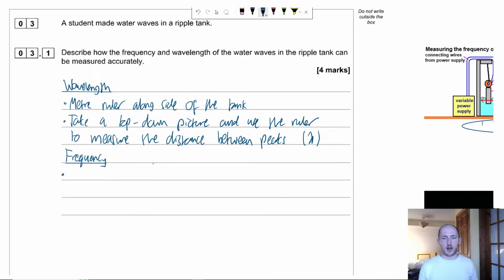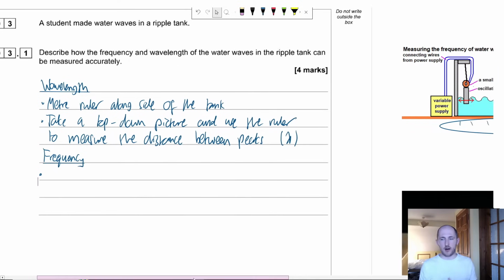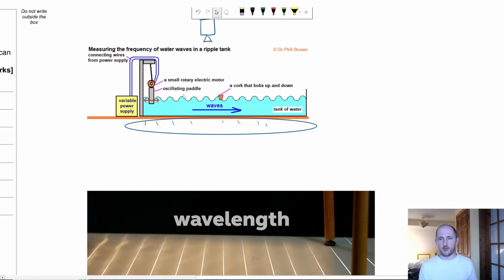Now for the frequency, I like to think about what the frequency is. The frequency simply tells you how many full wavelengths are going past each second. So for example, if I were to mark a point here and count how many waves, so how many peaks go past this point every second, that is my frequency. And that's exactly what we're going to do to work out the frequency. Okay, so again, each peak that passes this is going to increase the frequency. So all we need to do is count how many go past it.